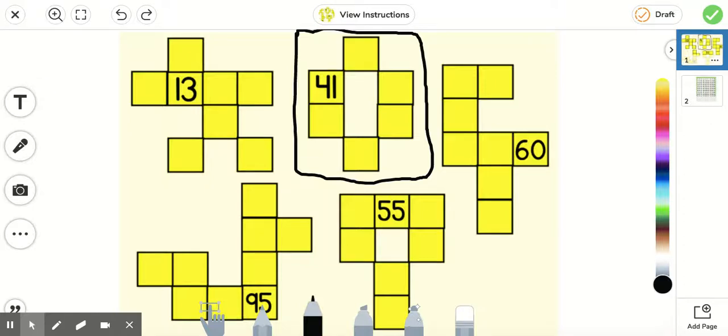Hello, boys and girls. Today we are going to solve the 120 chart puzzle.